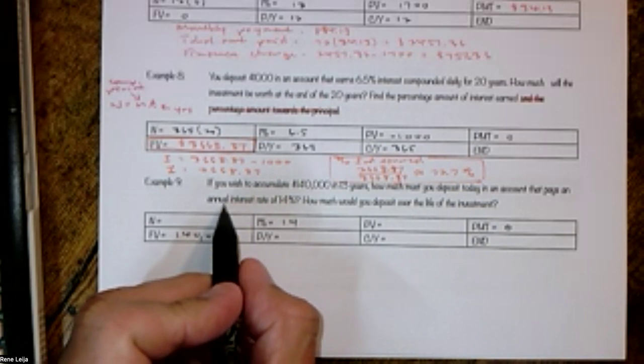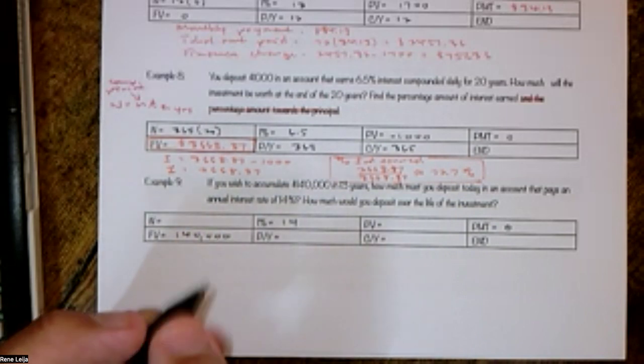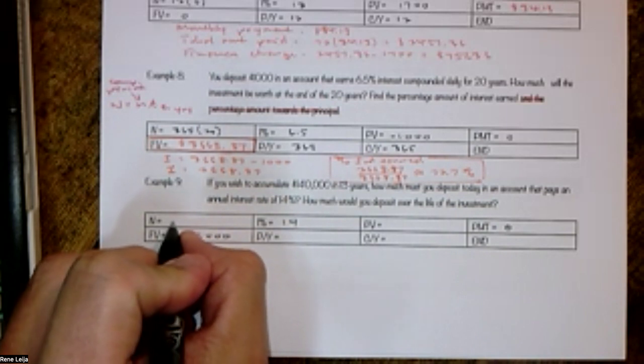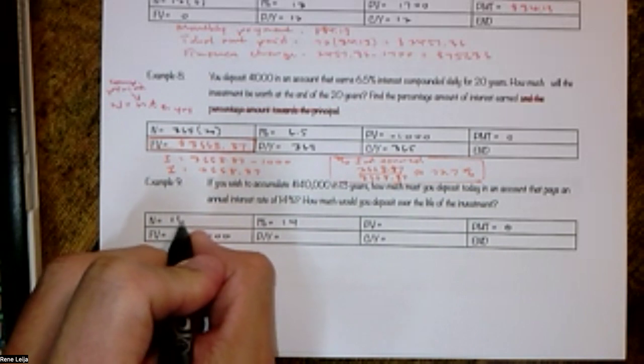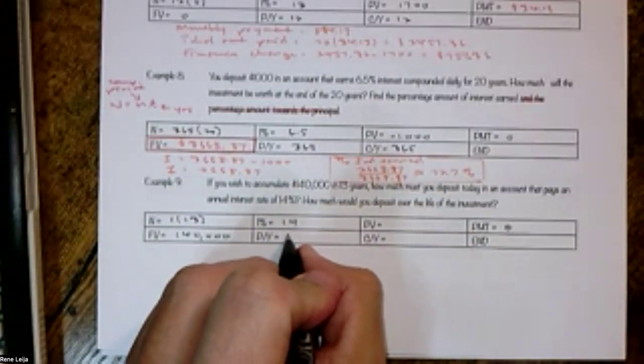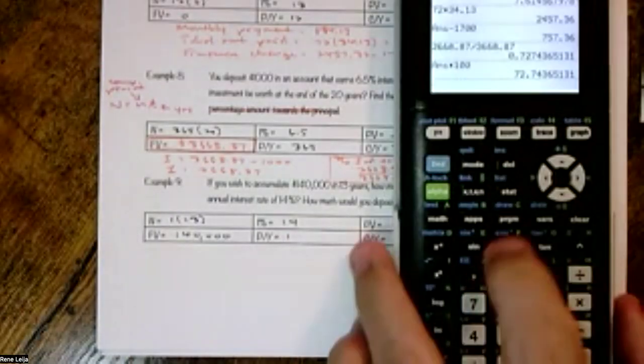it says that the account pays an annual interest rate of 14% annual. So that means this is compounded annually. So once a year for 13 years. Okay. So since that is 1, then the PY and the CY are going to be 1 because it's annually. All right. So here we go.